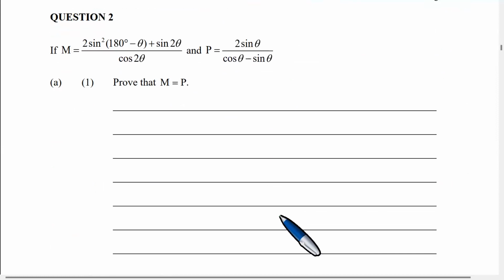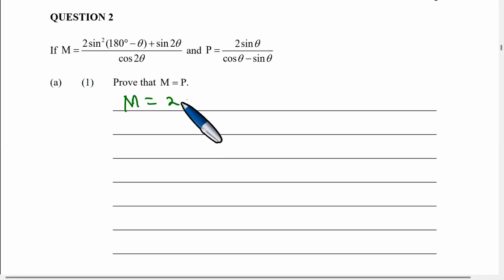Question 2. Prove that M equals P. M is this and P is that. So M and P are trigonometric expressions. We need to prove that this trigonometric expression is equal to that trigonometric expression through simplification. The aim in mathematics is to take the most complex of these, and the most complex, the one with the most terms, is M.